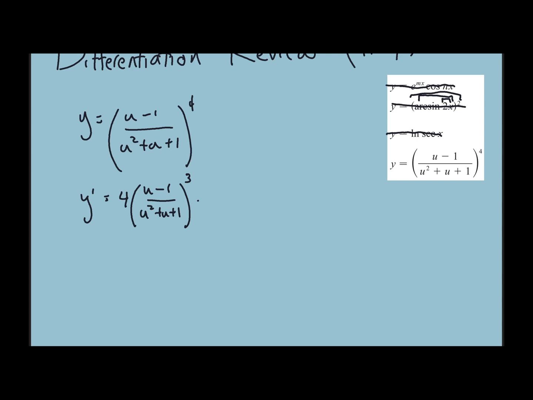And this is where we got to do our quotient rule. Maybe I'll come down here and do it. We'll just write it out. u prime, what's u minus 1? Well, the prime of that is just 1. Times v, u squared plus u plus 1, minus v prime, that's 2u plus 1, times the numerator, u minus 1, divided by v squared. u squared plus u plus 1, squared.